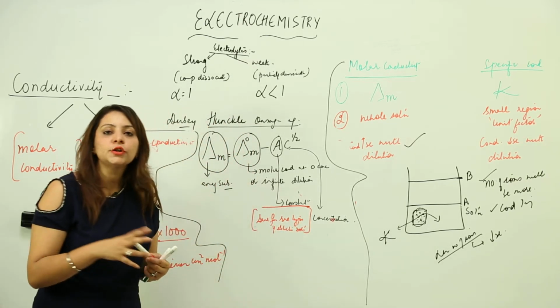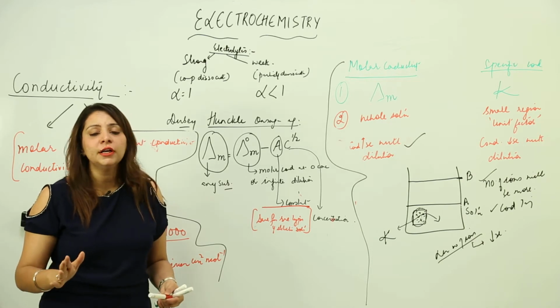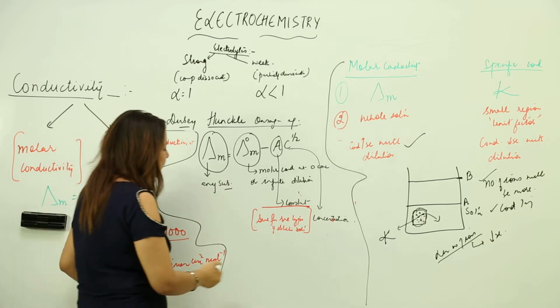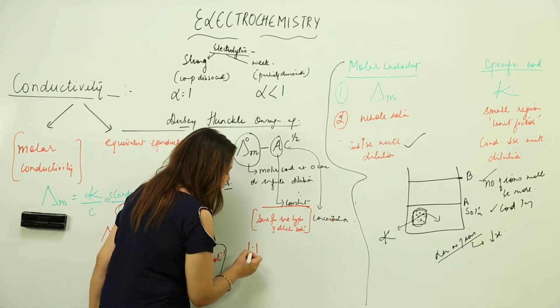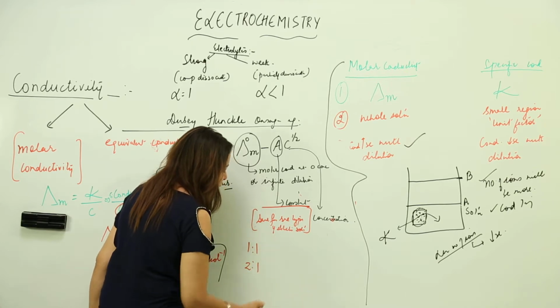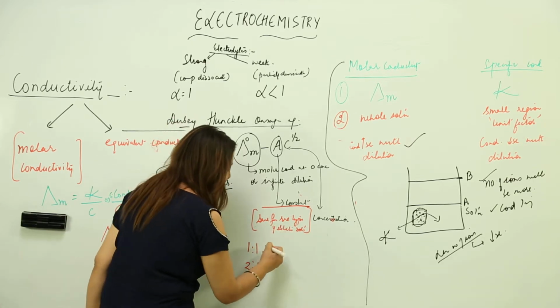Now, what kind of electrolytic solutions am I talking about? I am not talking about strong and weak electrolytic solutions. I am talking about a different kind of solution. We have 1:1 kind of electrolytic solution, and 2:1 kind of electrolytic solution. We have different kinds. For example, let's see.